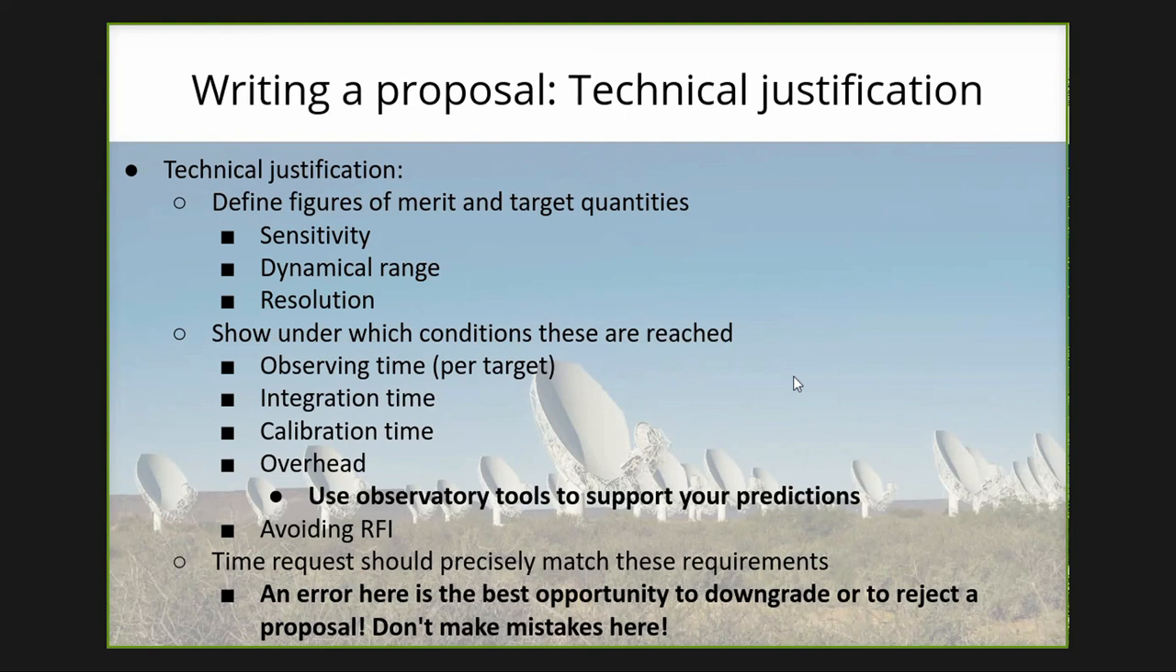One thing is that your time request should precisely match these requirements. So this is, as I said, a competitive situation, and an error here is the best opportunity for a program committee to downgrade or reject a proposal. Try to make no mistakes here. So even if it is silly, try to make no mistakes, no wrong statement in your proposal about figures of merit that you want to achieve with the telescope.